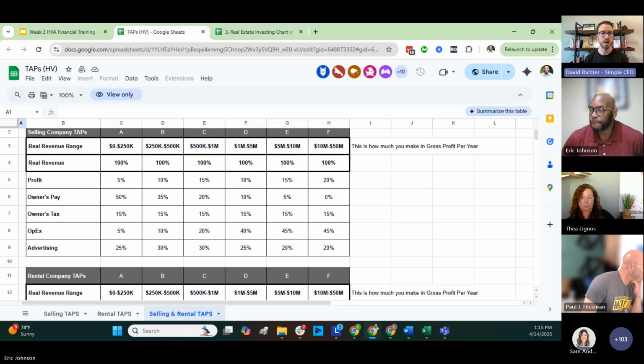I get that question a lot when I'm out as well. Why does owner's pay go from 50% to zero? If you're making 10 to 50 million, you probably have hired a CEO to handle your business at that point. So you'd be taking 20% of profits on a quarterly basis, see in column F, and that's what you're living on. If you're doing 20% of just 10 million, you could probably live off of 2 million a year.